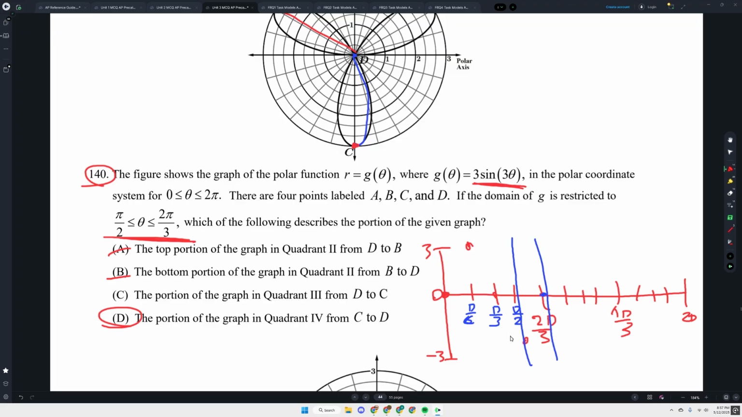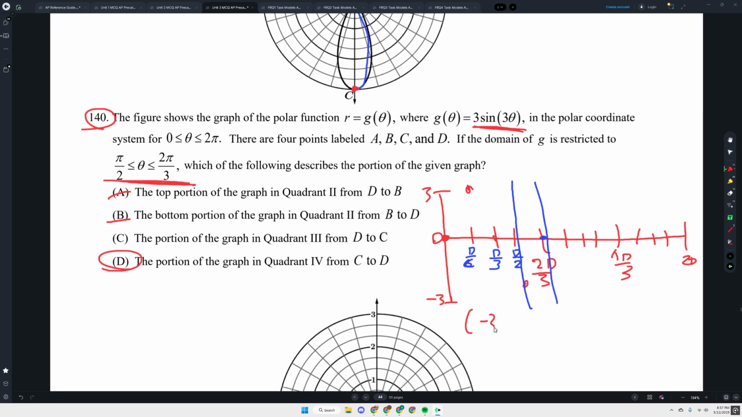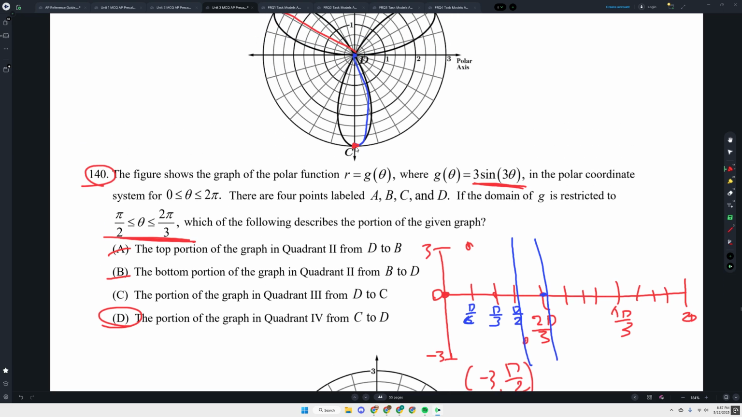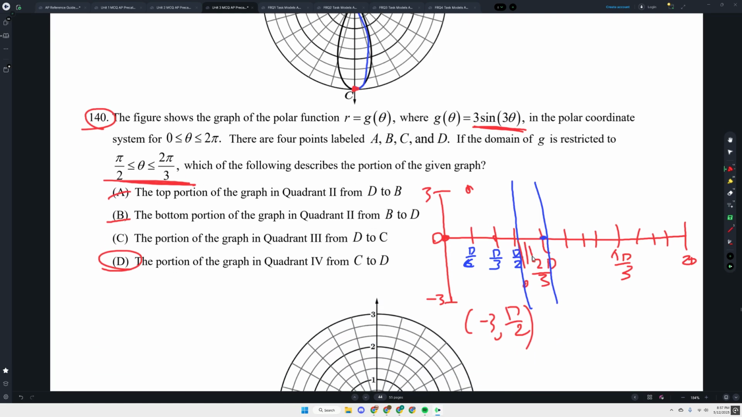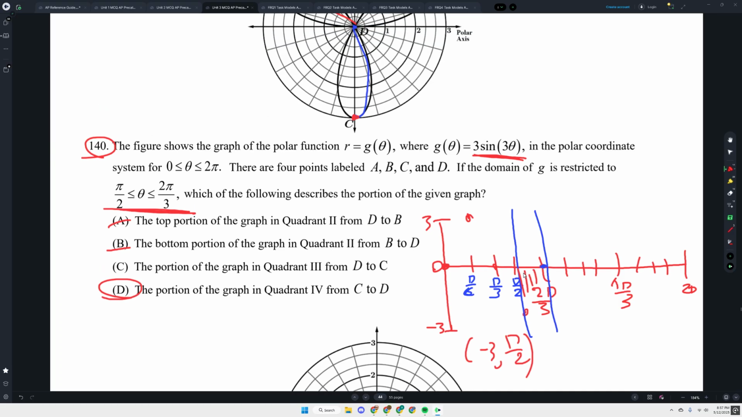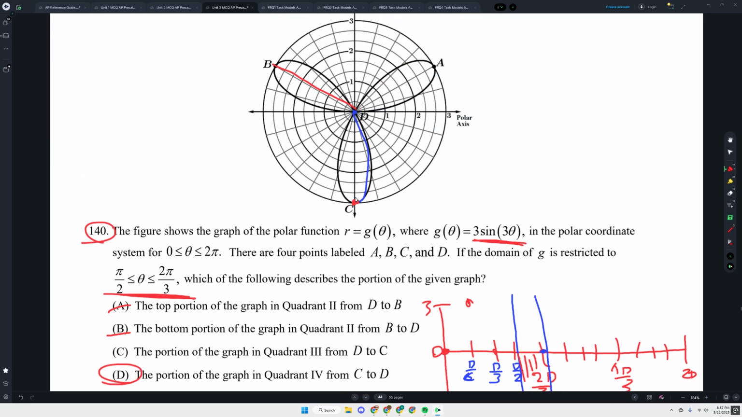If you graph the sine function, there's a point at negative 3 pi over 2. There's a point here, which means that would be at C. And then from there, you would go to 2 pi over 3. And you're going back to the polar axis because your area is decreasing. So it can't be D to C because that would be increasing area. So now we're decreasing, so we're going back to the pole.